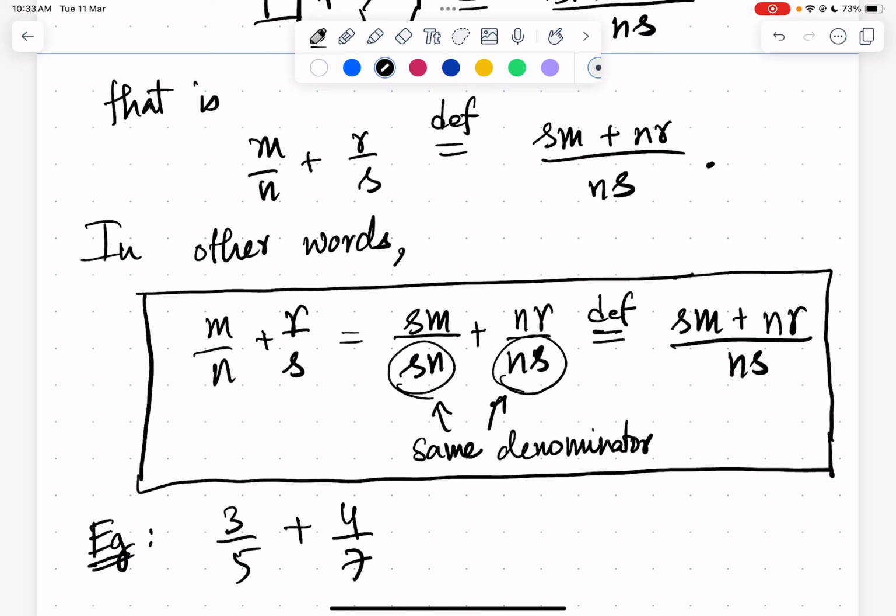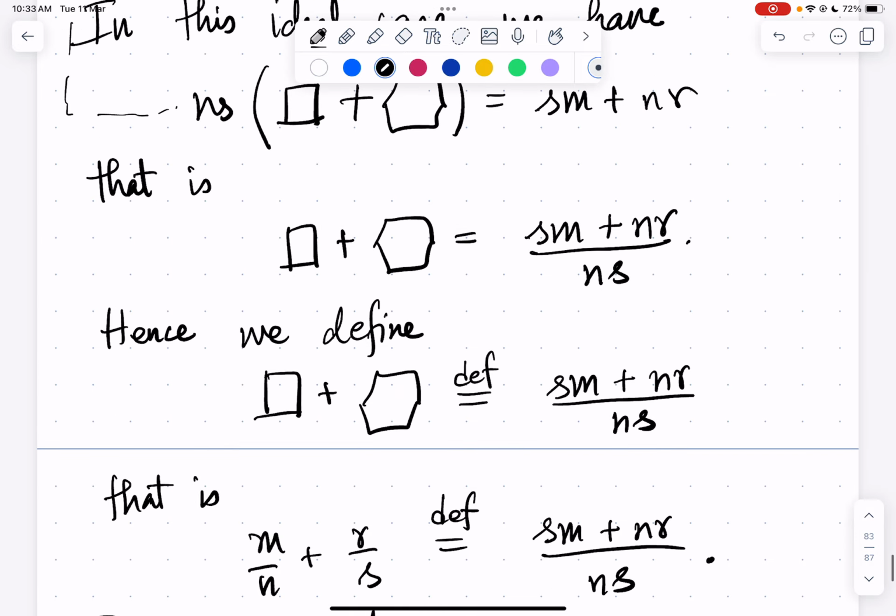The first equality is by the cancellation law. We can multiply numerator and denominator by the same non-zero integer and the fraction doesn't change, the rational number doesn't change. So m by n plus r by s is sm by sn plus nr by ns. Now that we have the same denominator, we define the sum of these two rational numbers to be sm plus nr by ns. We just add the numerators and retain the denominator.